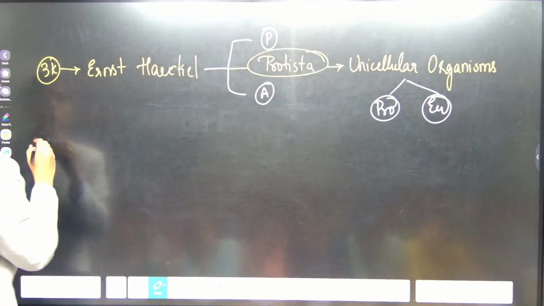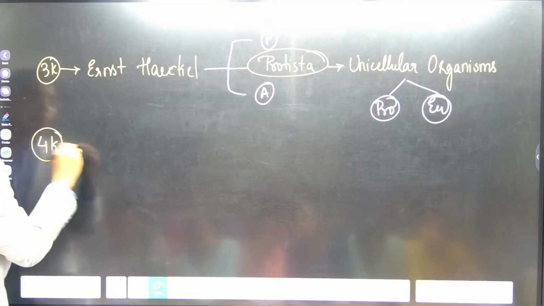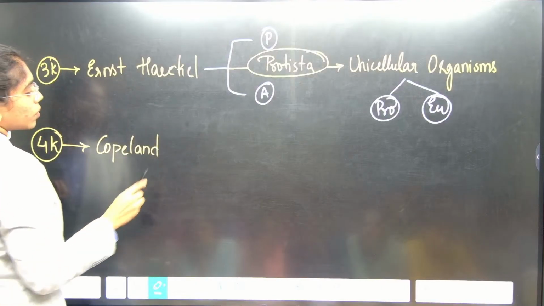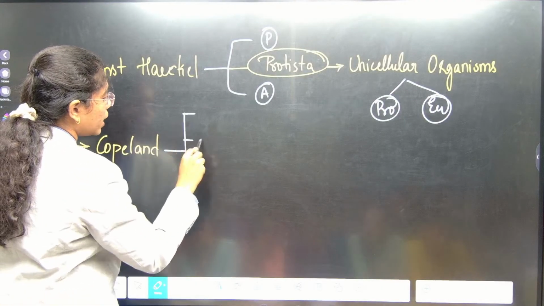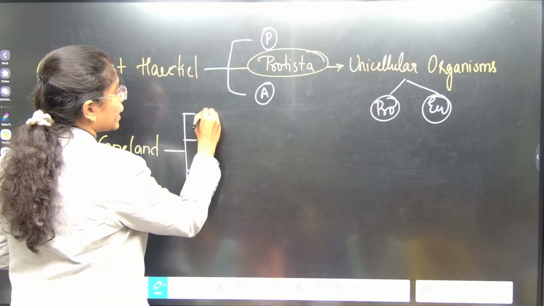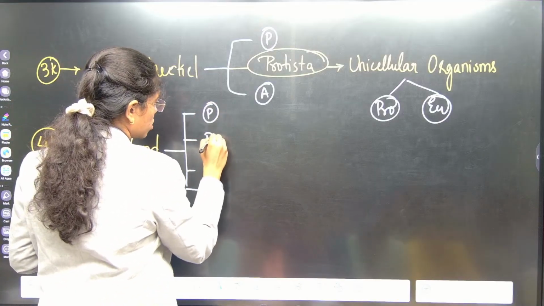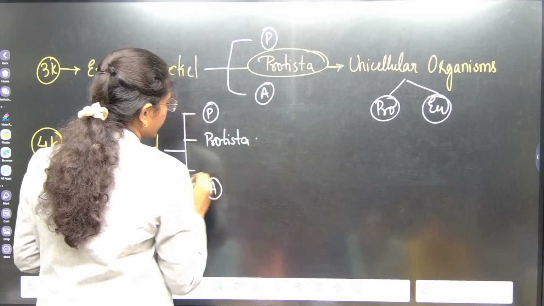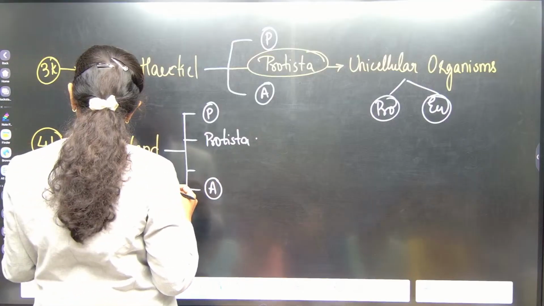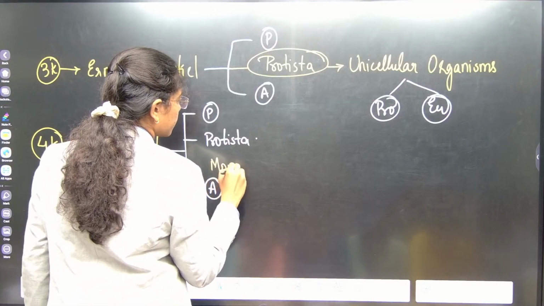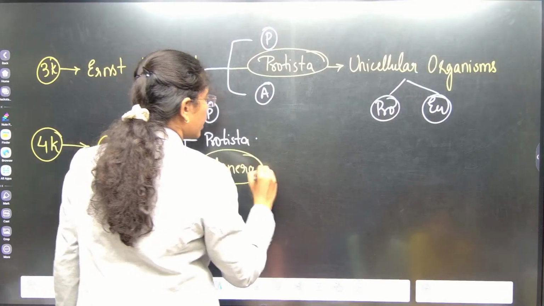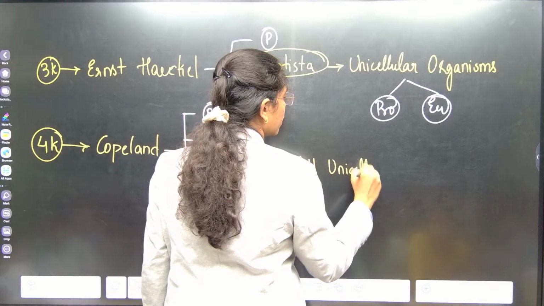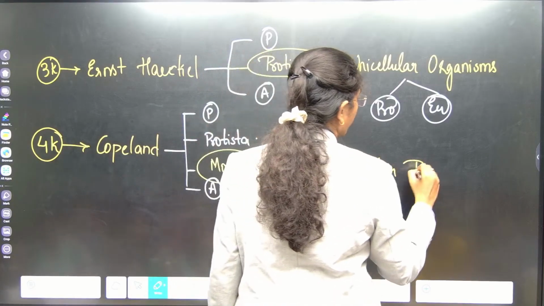Then came the four kingdom system of classification, which is proposed by Copeland. How many kingdoms are there? Plantae, Protista is also there, Animalia. The new kingdom he has introduced is Monera, which included all unicellular prokaryotes.